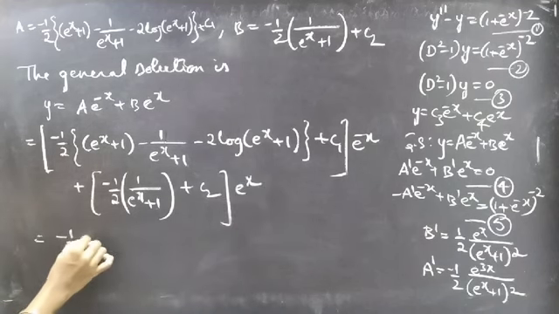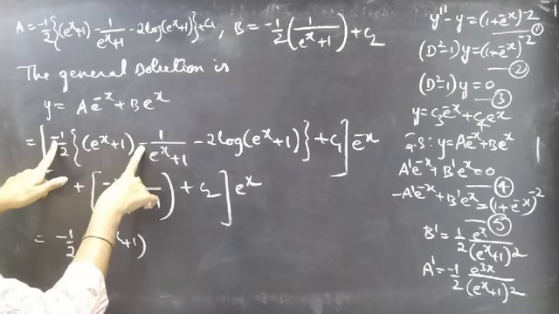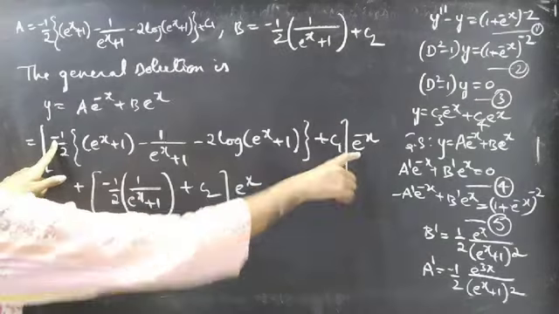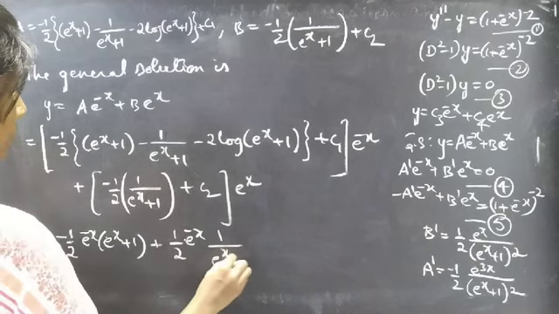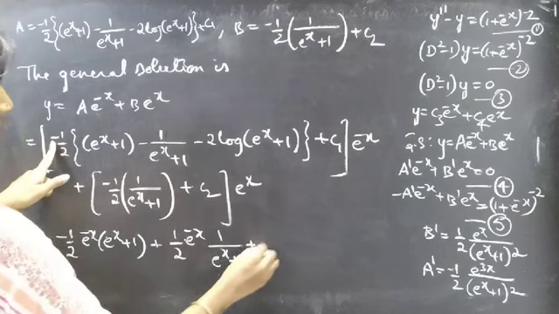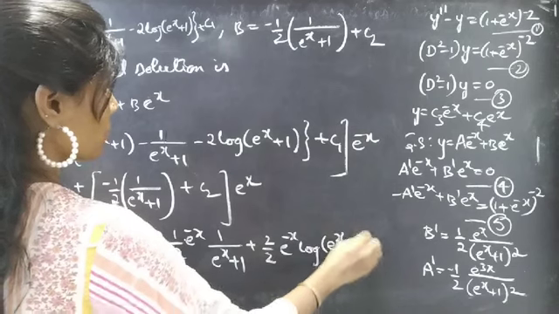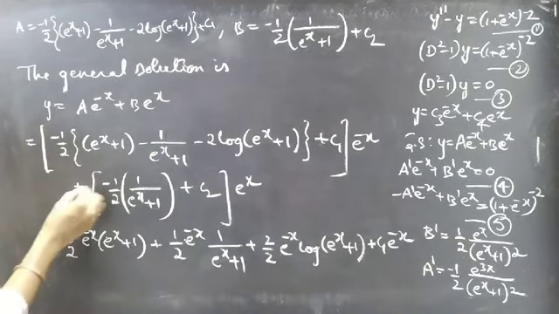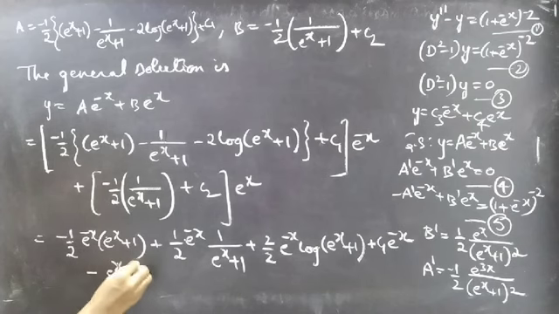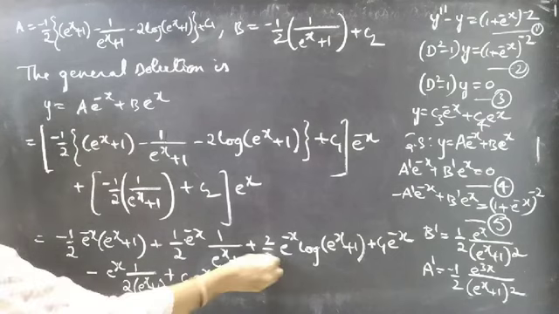This gives us minus 1 by 2 into e power x of e power x plus 1, right? Minus into minus plus 1 by 2 into e power minus x into 1 by e power x plus 1, minus into minus plus 2 by 2 e power minus x into log of e power x plus 1, okay, plus c1 e power minus x plus, into minus minus, e power x into 1 by 2 times e power x plus 1, plus c2 e power x. Here 2 gets cancelled, okay.